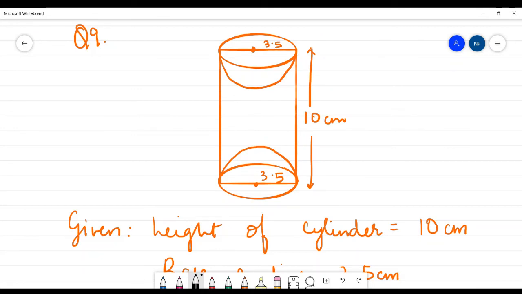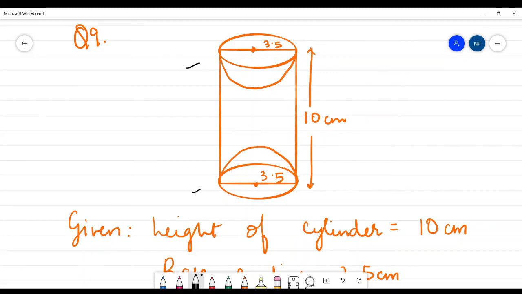Question number 9, if you look carefully on the screen, children, says, a wooden article was made by scooping out a hemisphere from each end of a solid cylinder. That means a cylinder is given and at both the ends you can see hemispheres are being scooped out as shown in the figure.